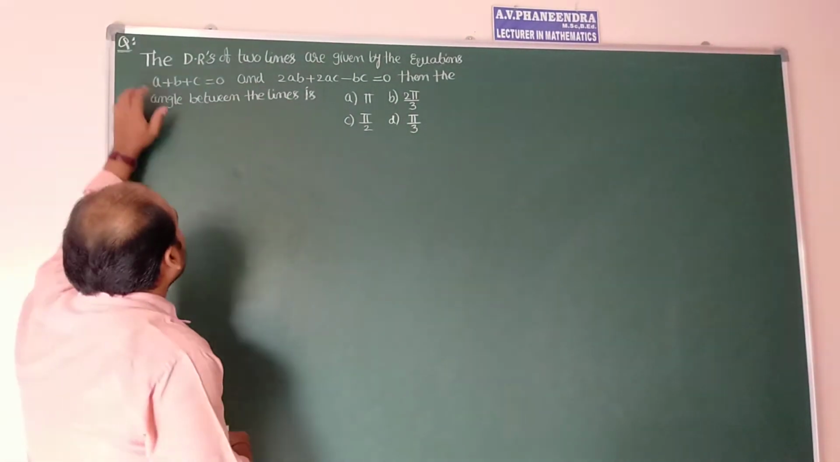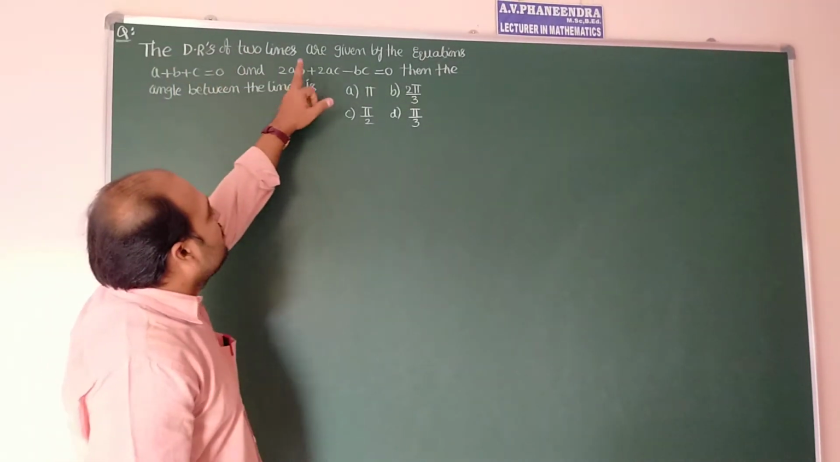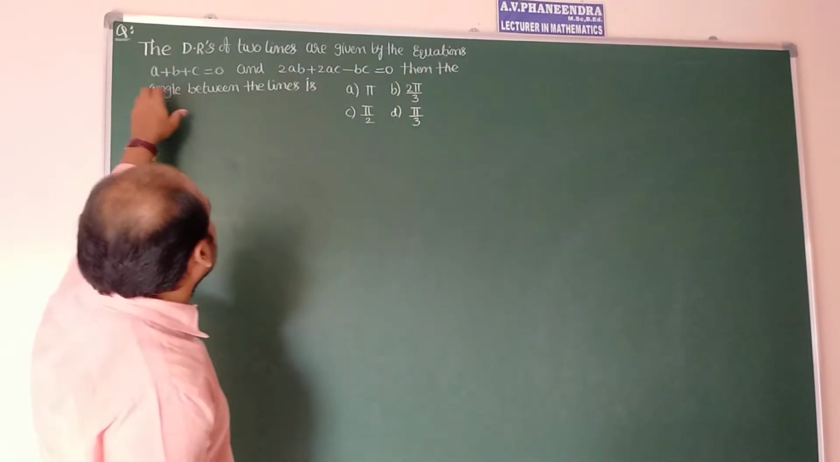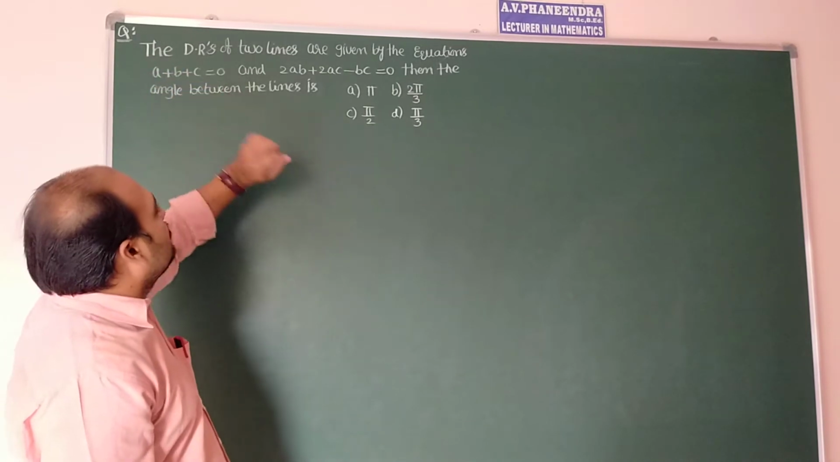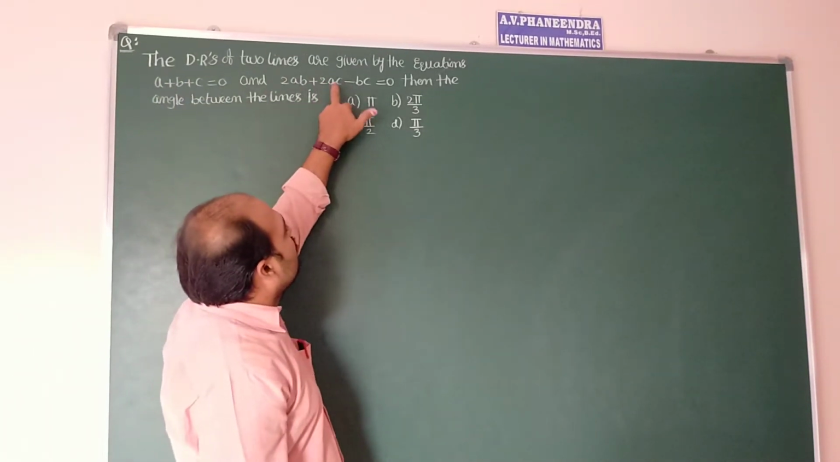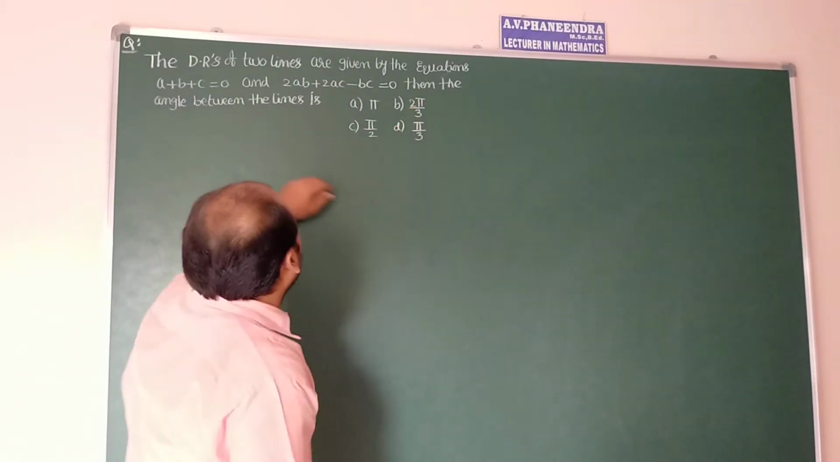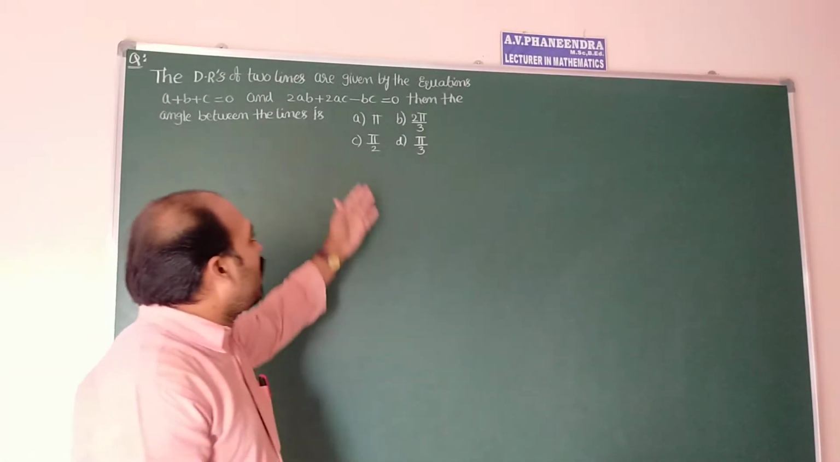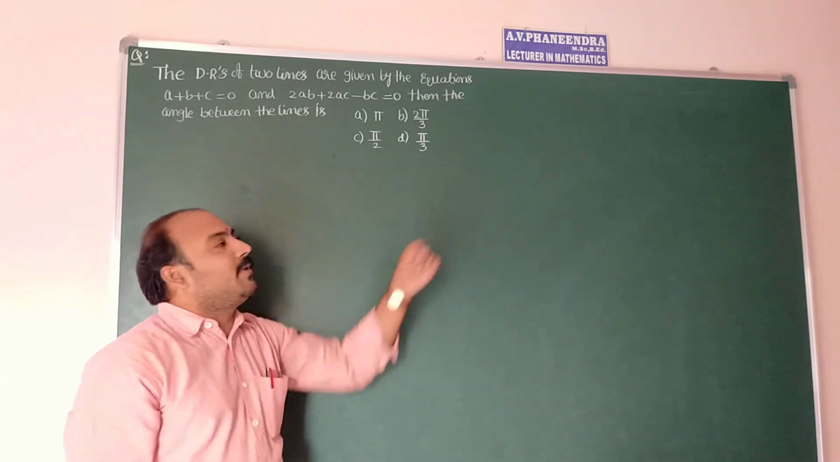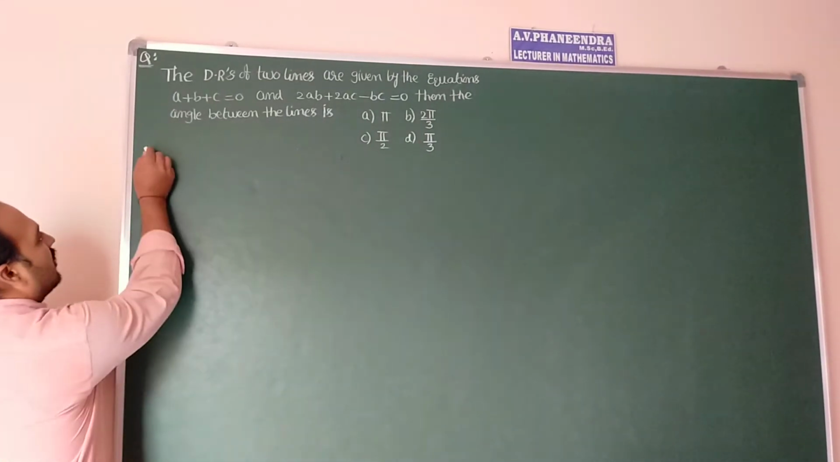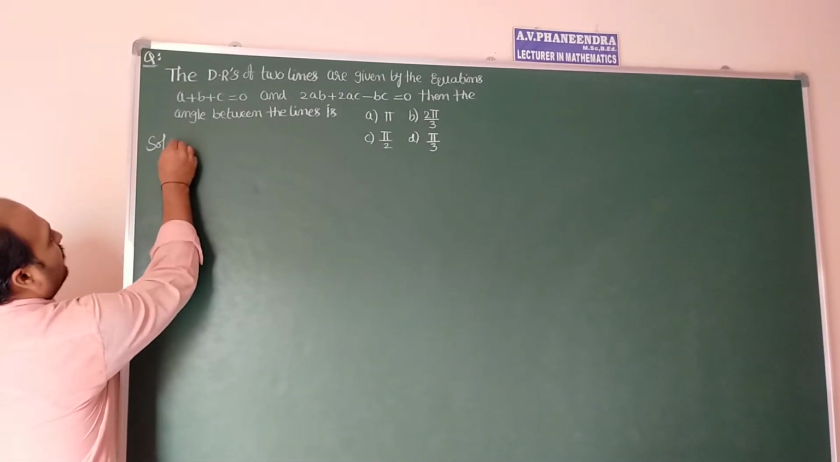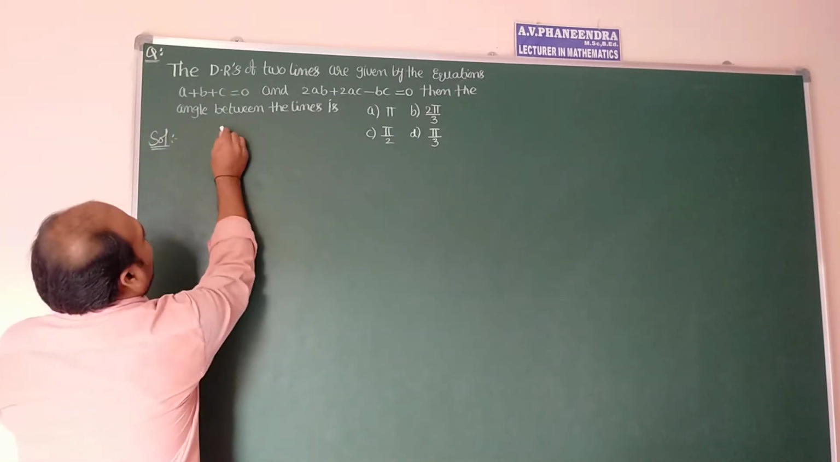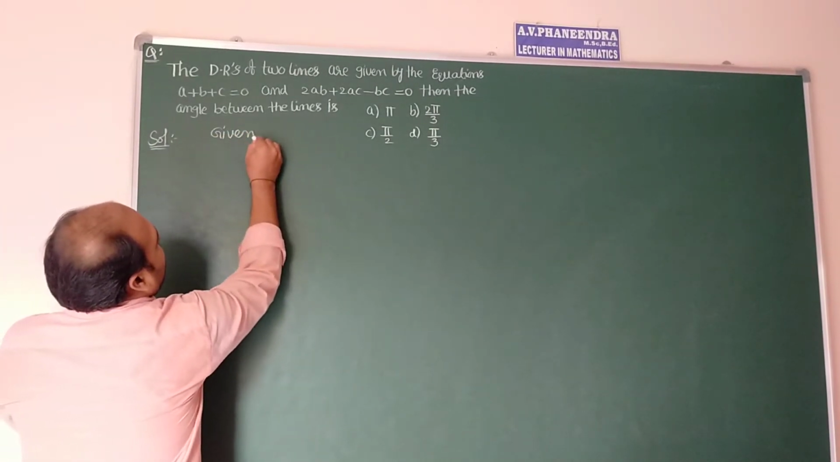See that question. The DRs of the two lines are given by the equations a plus b plus c equal to 0 and 2ab plus 2ac minus bc equal to 0. Then the angle between the lines is. The options given are pi, 2 pi by 3, pi by 2 and pi by 3. First, we have to write the given lines and keep them as equation 1 and 2.